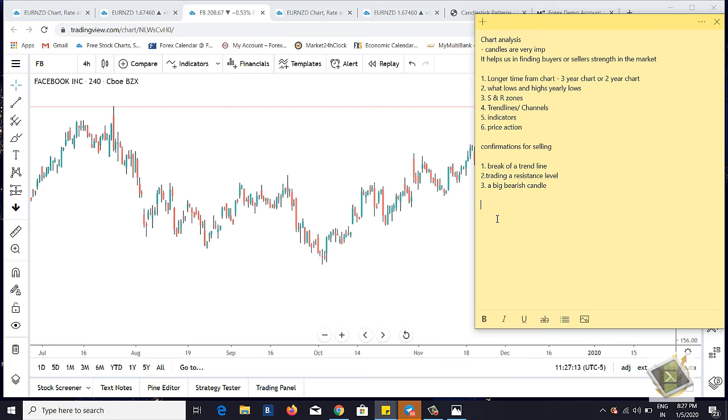So before I end this video and this course, I'll tell you a few exact points that you need to do. First, create a free TradingView account, so that you can do all this analysis on the chart. Second, open a demo account.